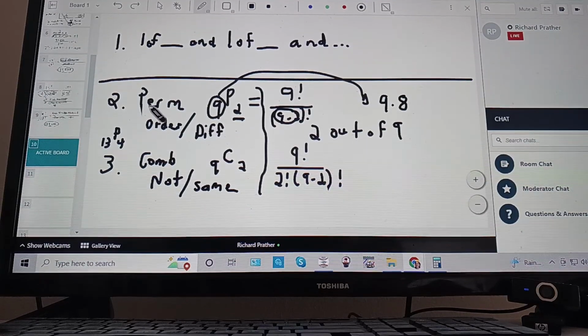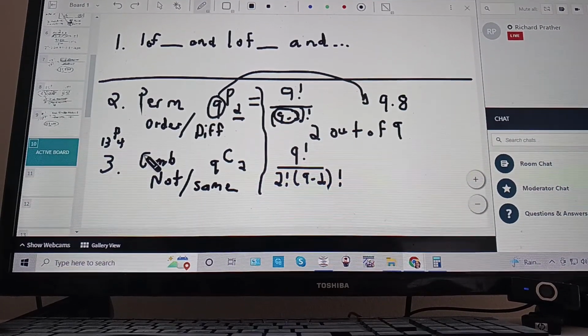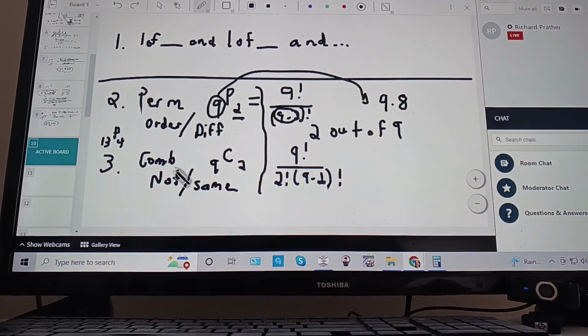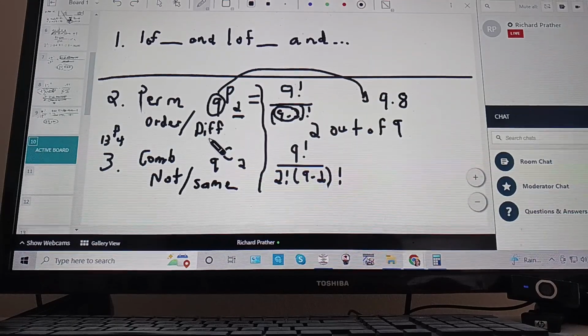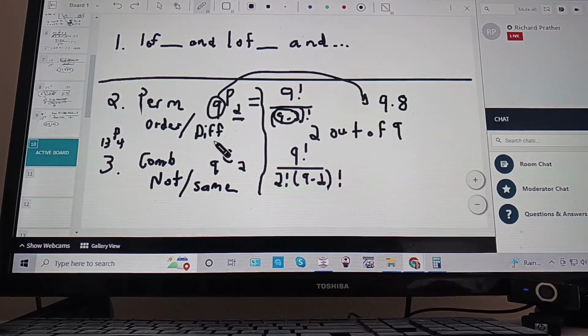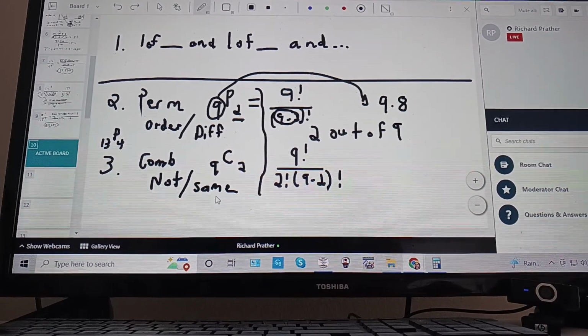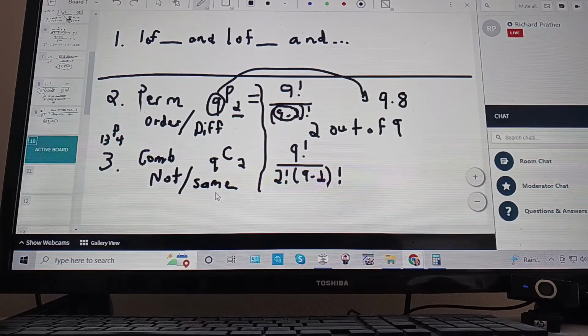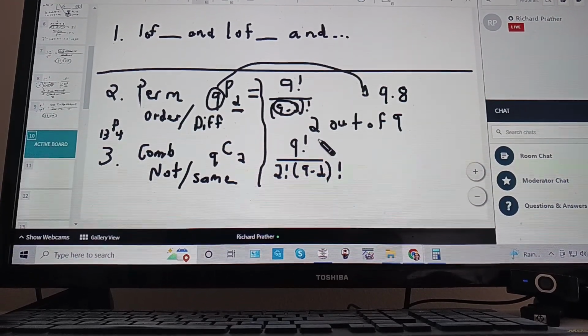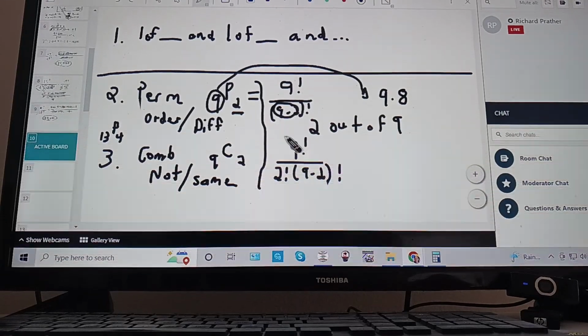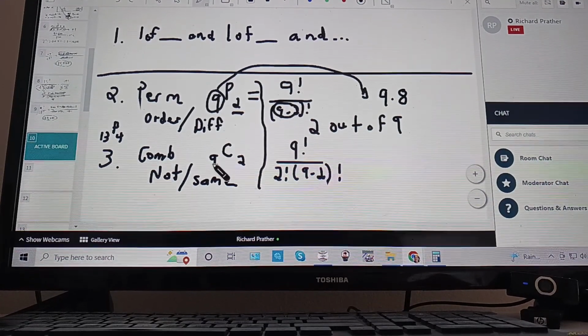In this next section, we have two similar ones called permutations and combinations. Permutation order matters, combination it doesn't. Permutation, another way of thinking about it is, are the objects treated differently, like a president and a vice president, versus are they treated the same, like you're just a committee member or you're just an officer? And if you want to choose 2 out of 9 people to do these tasks, you would write 9 permutation 2 or 9 combination 2.